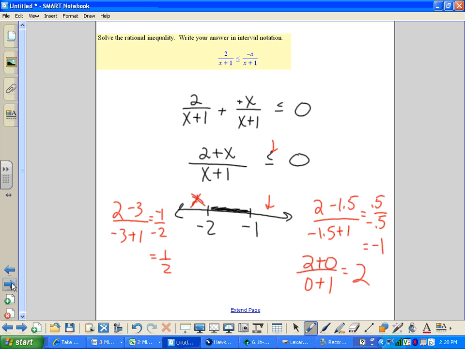Now let's look at the endpoints. We do have an equal to there. So it is less than or equal to, so we might think to include the endpoints, but I can't include an endpoint if it makes it undefined. So notice which one of these makes that undefined, and that would be the -1. So even though it has an equal to, I cannot include the -1. So that one would be an open one. Now I can include the -2 because I have the equal to right there, and -2 doesn't make it undefined. So this will give me the solution here, -2 to -1.